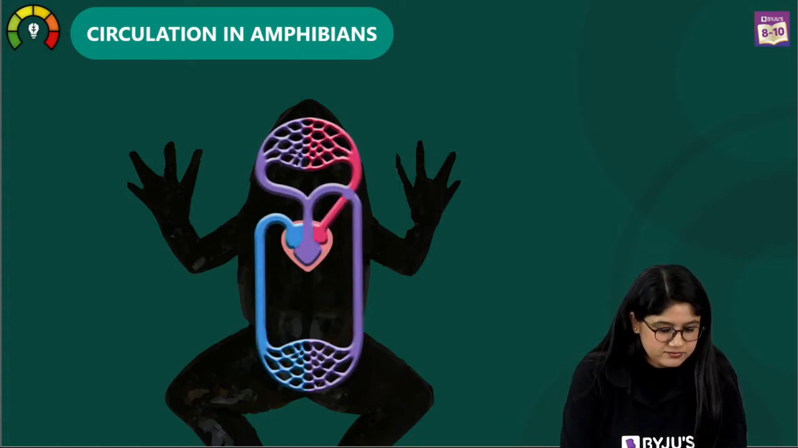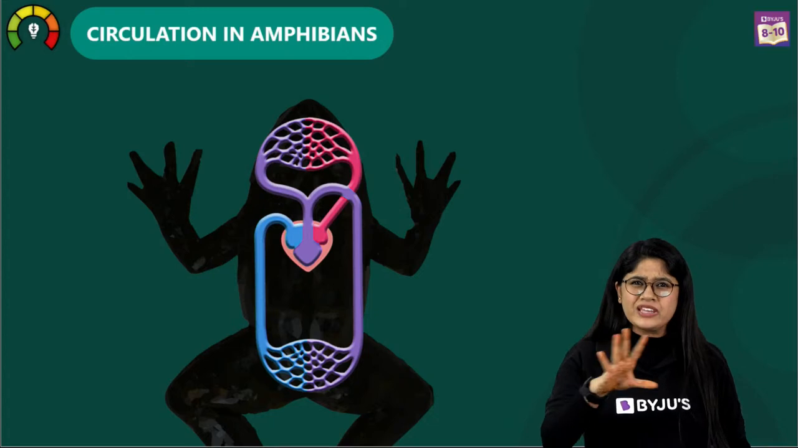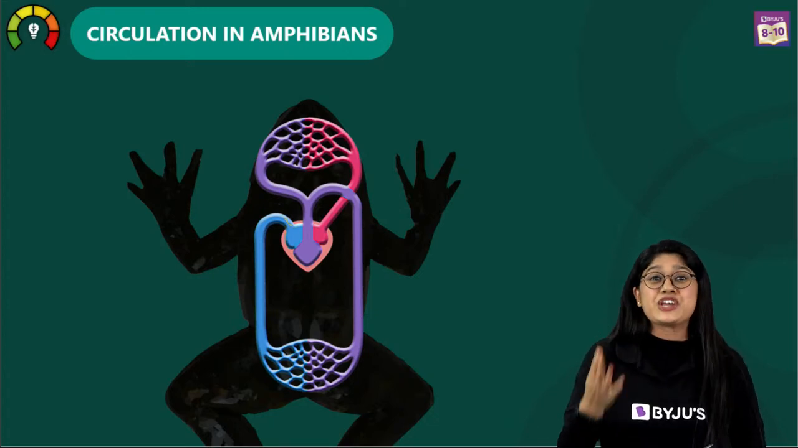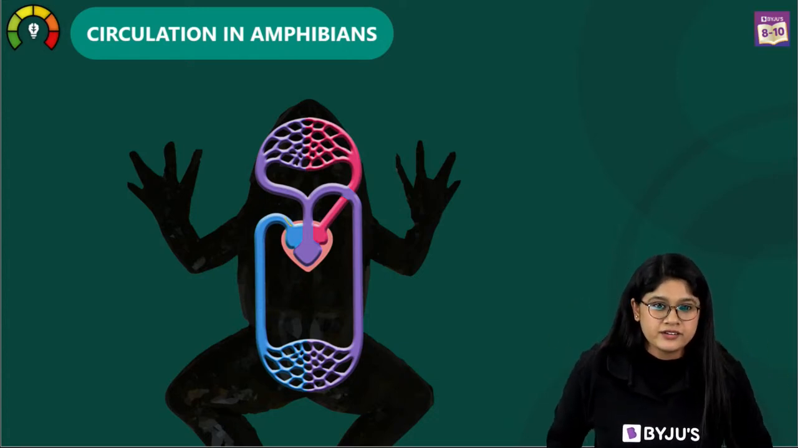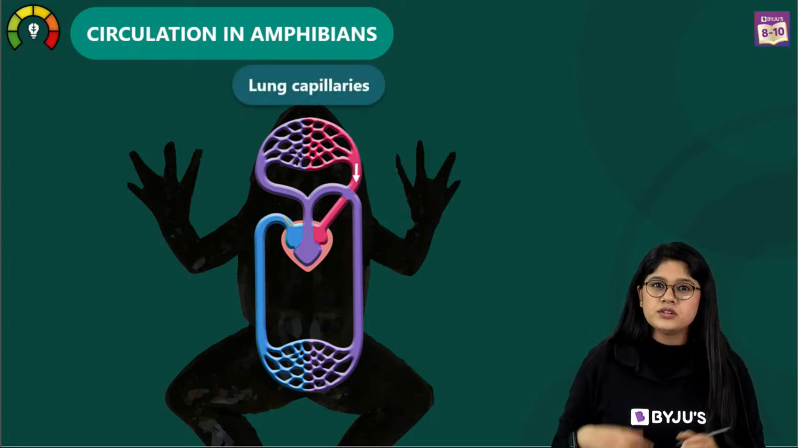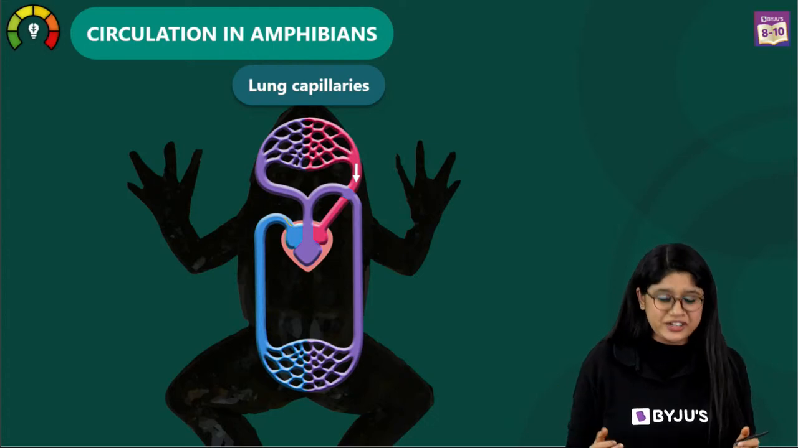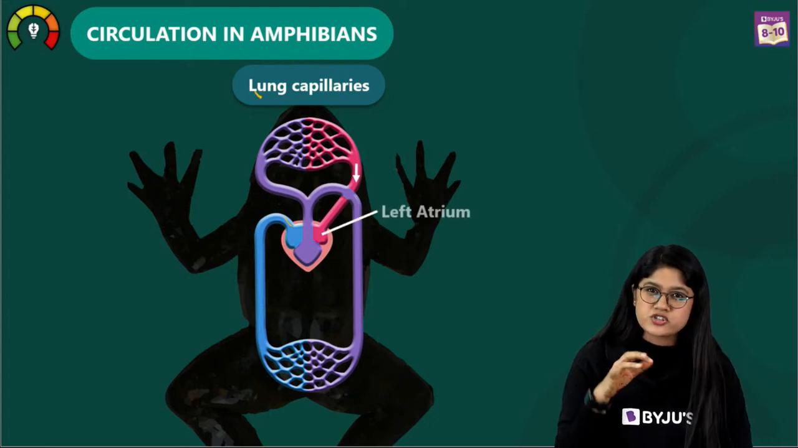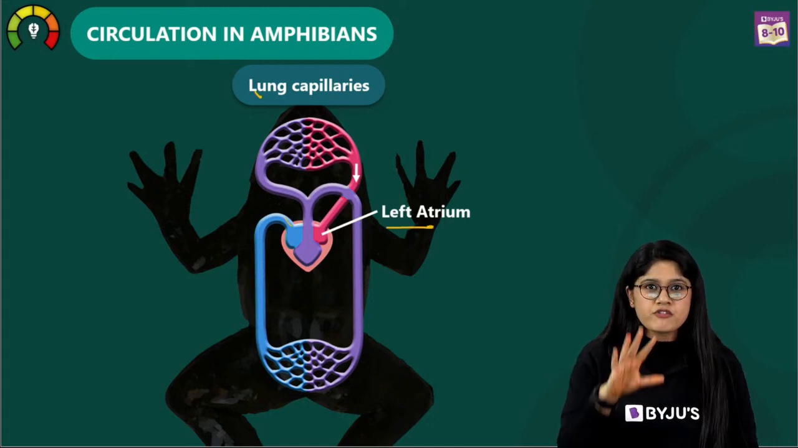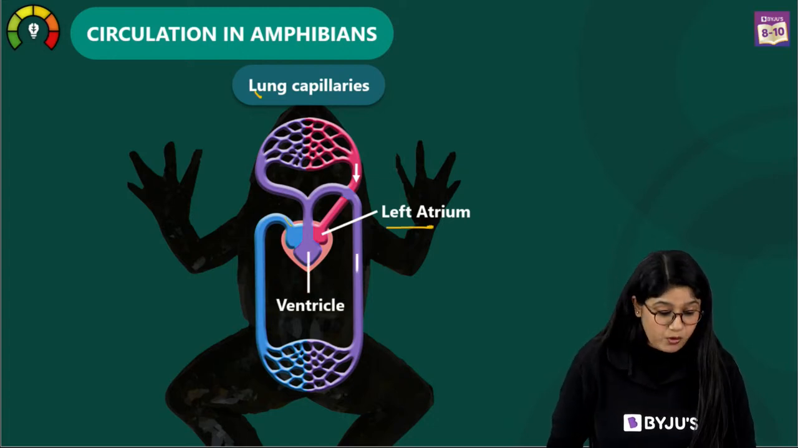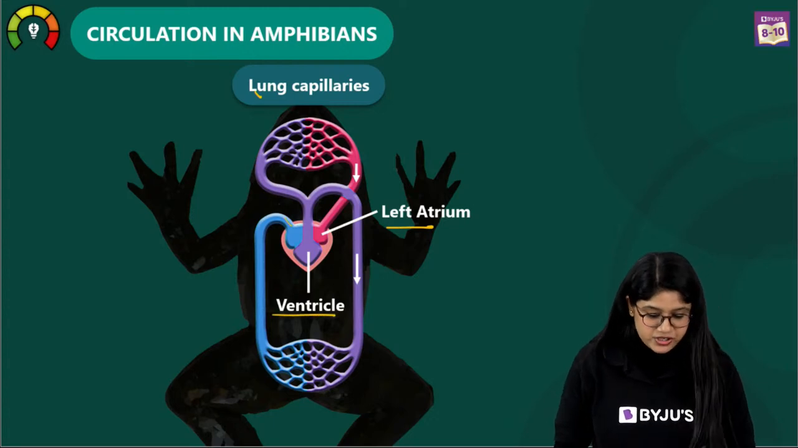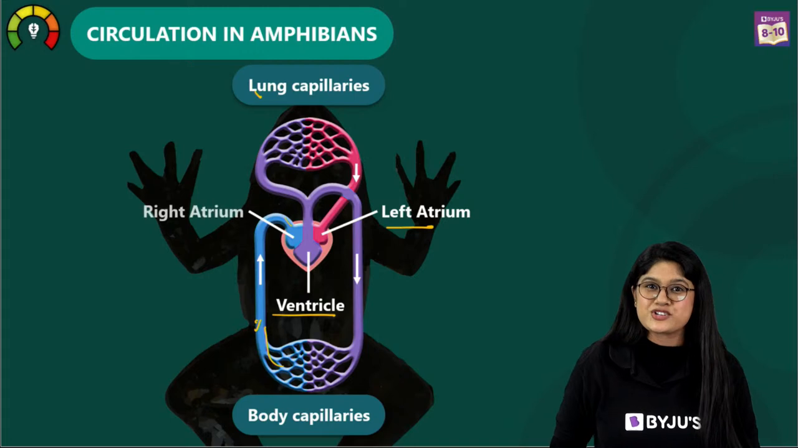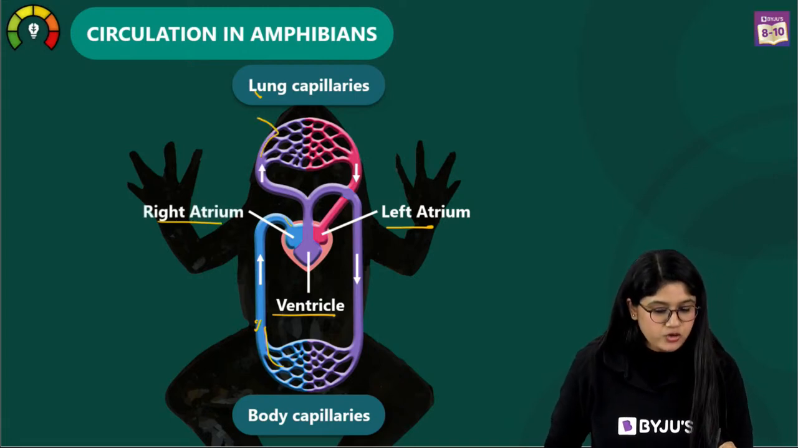Now, we have the circulatory system. One thing we can definitely see over here is the heart. But we have something really very special: they have a three-chambered heart and not a four-chambered heart. Now, we can see how the circulation happens. We have the lung capillaries, and when they breathe in, oxygen moves to the left atrium. From there it goes to the different parts of the body, and through the ventricle it moves back to the right atrium, and of course again moving out of the body.